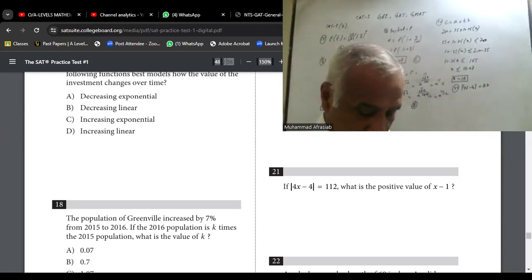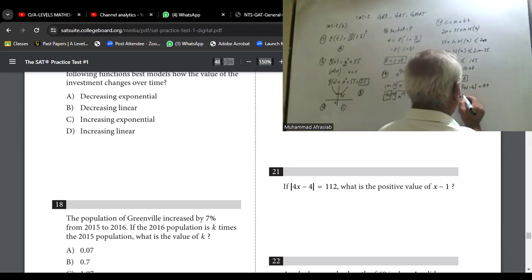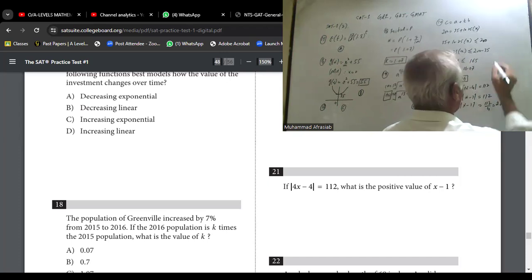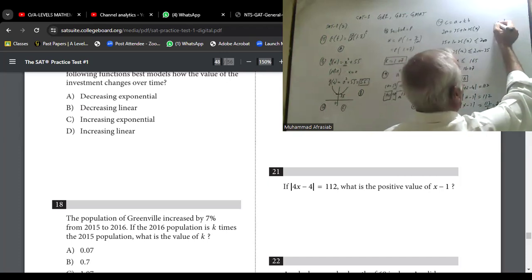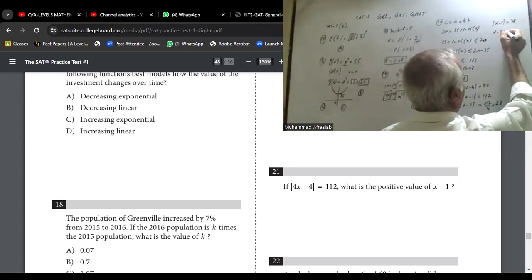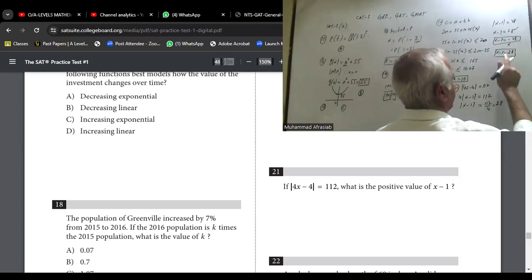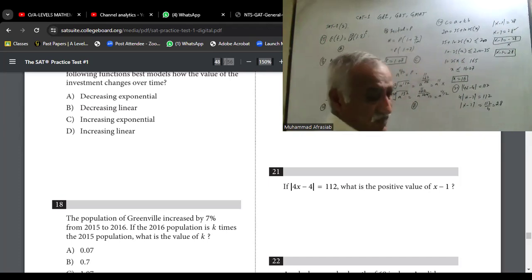So we can take 4 common. It should be |x minus 1| is equal to 112 divided by 4. So |x minus 1| is equal to 28, or x minus 1 is equal to plus 28, and x minus 1 is equal to minus 28, but this value will be rejected because they need only the positive value of it. So x minus 1 is equal to 28 is the answer to question number 21.